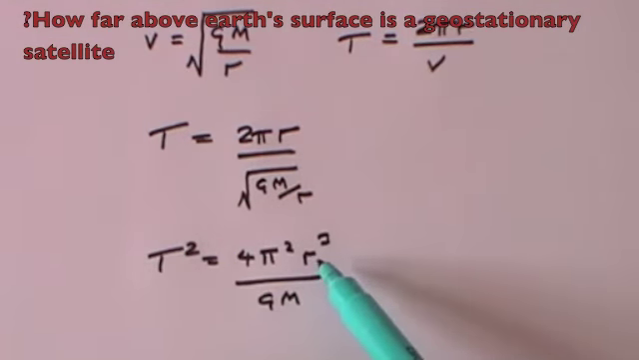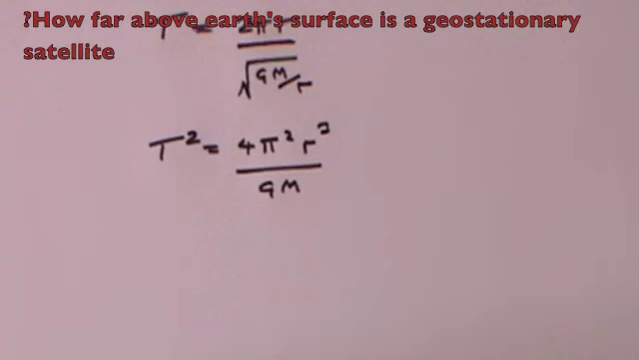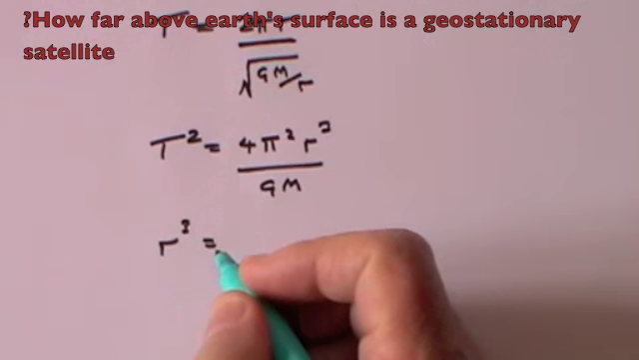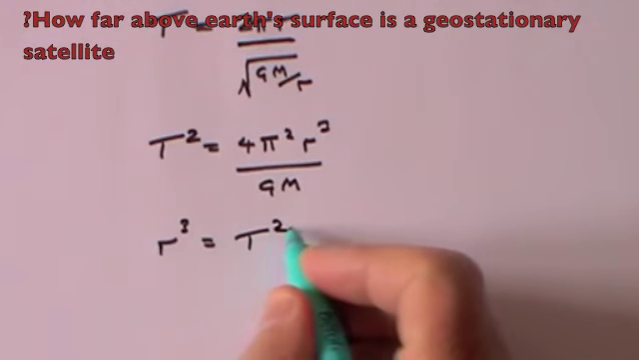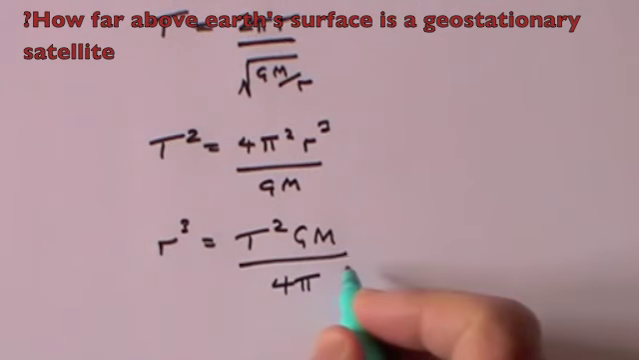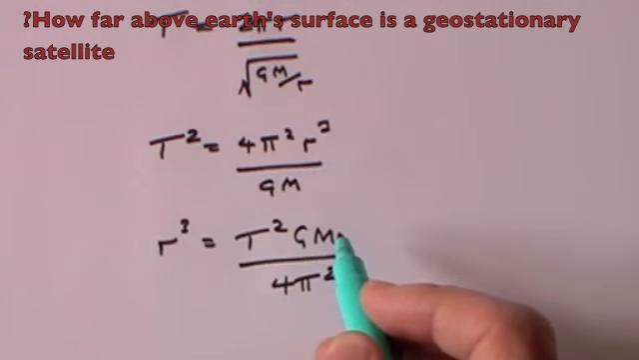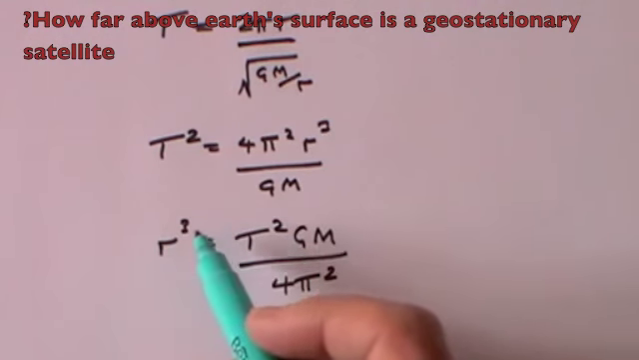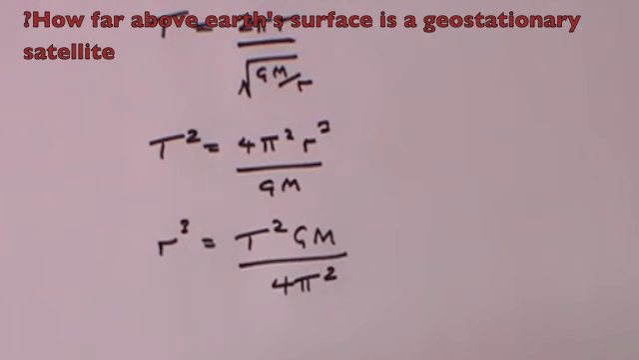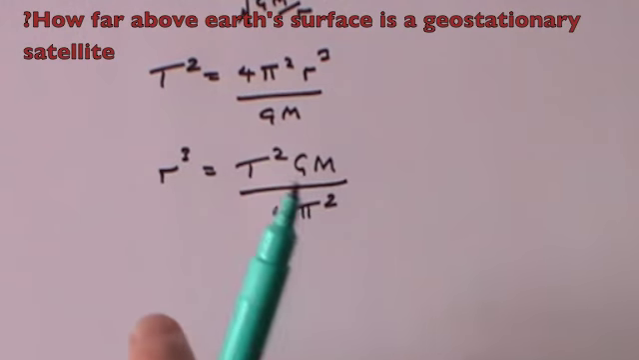And we are trying, at least initially, to find r, the distance above the centre of the Earth that the satellite must orbit. So we're going to rearrange this formula for r cubed, and that's going to equal T squared GM divided by 4 pi squared, where remember G is the gravitational constant, M is the mass of the Earth. R, just to remind you, is the distance from the centre of the Earth to where the satellite is. We actually need the height above the Earth's surface, so we're going to have to do a slight adjustment. But for the moment, let's just work that all out.